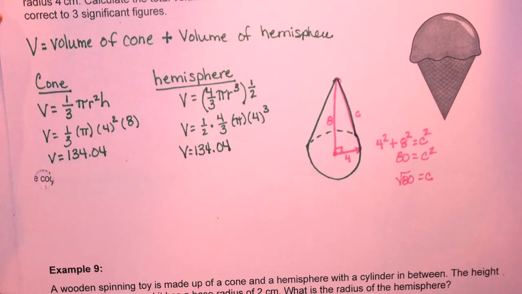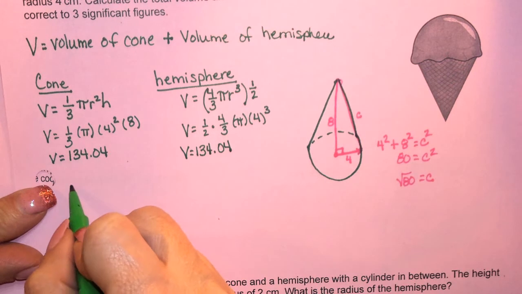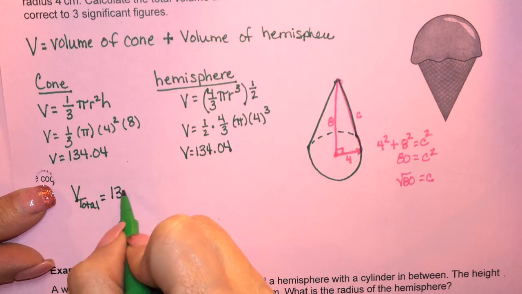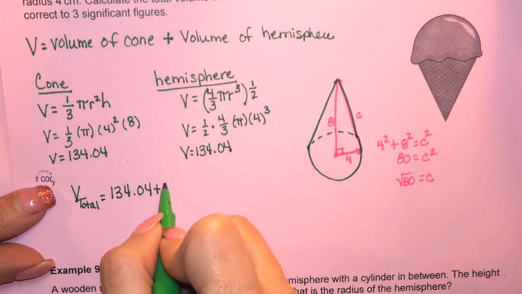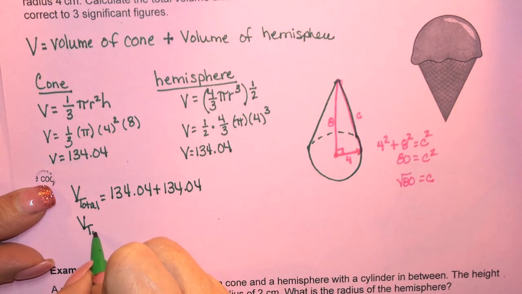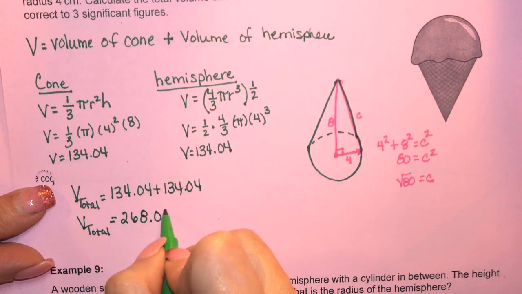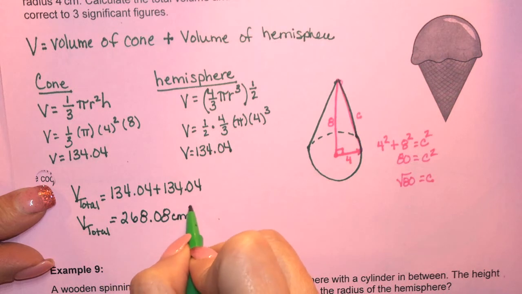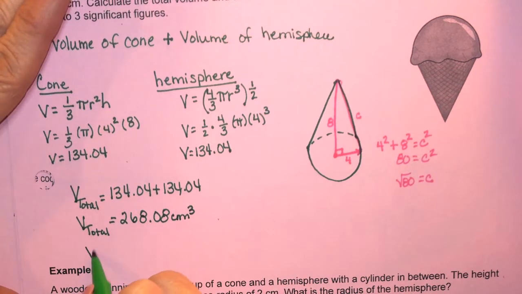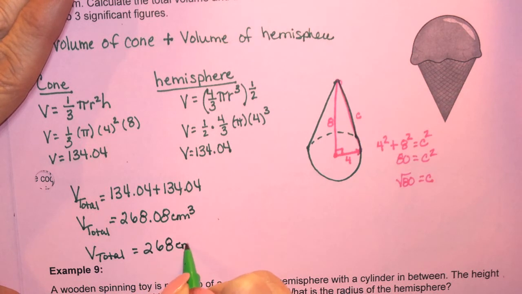Okay. So the volume of the cone, I just need to add these together. We'll call this volume total. How much ice cream can we put on here? 134.04 plus 134.04. The volume total equals 268.08 centimeters cubed. Give your answer correct to 3 sig figs. So the volume total would be 268 centimeters cubed.